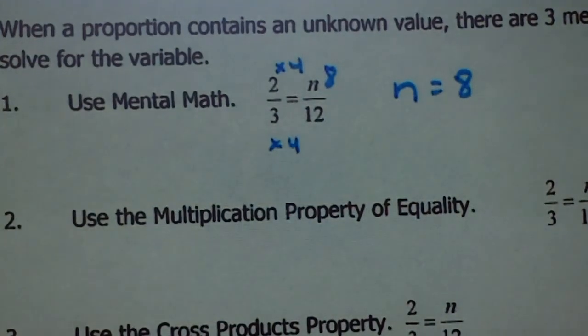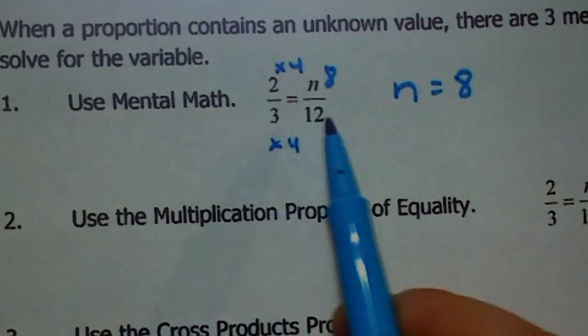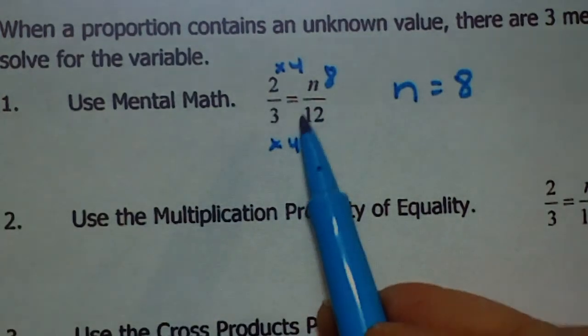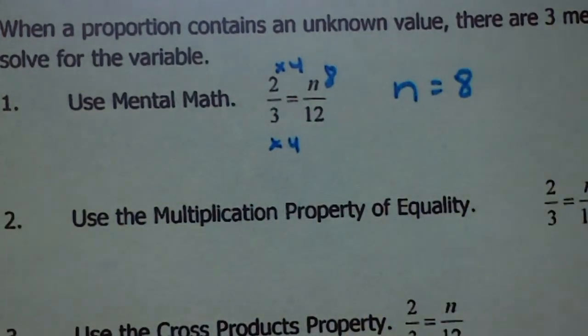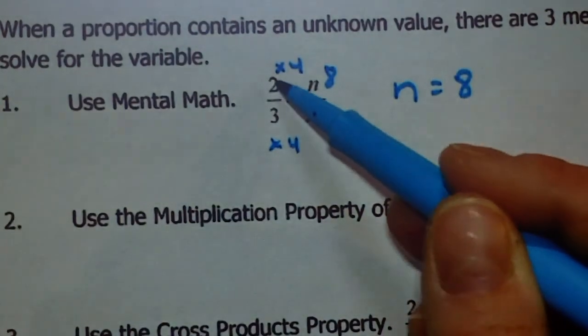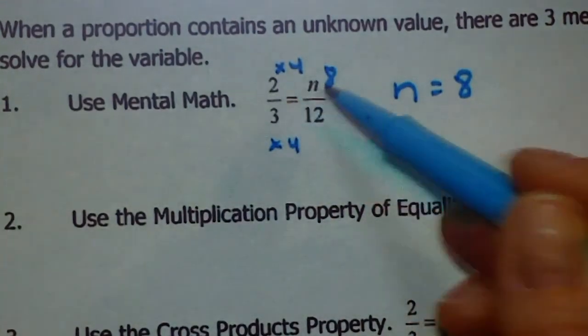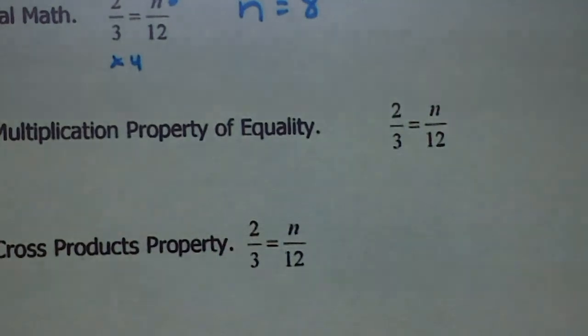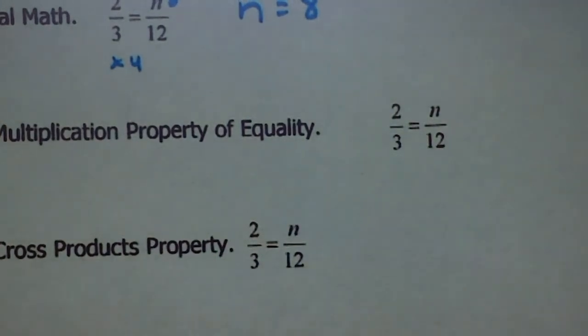So in mental math, if it's a multiplication fact that most people know up to their 12s, then go ahead and apply that, and you can find your answer that way. And you can always check it using the cross products property. 2 times 12 is 24, 3 times 8 is 24. Yeah, it's right.